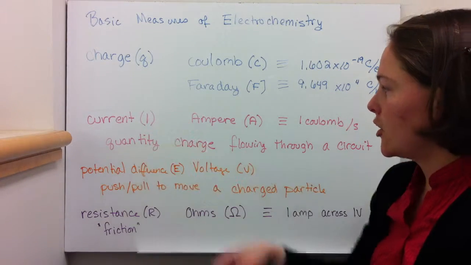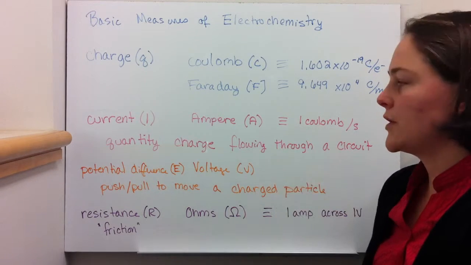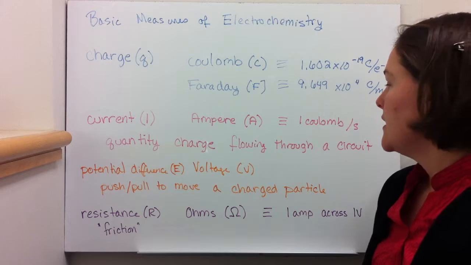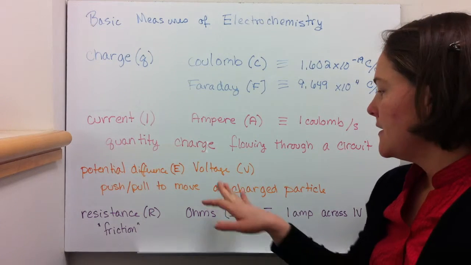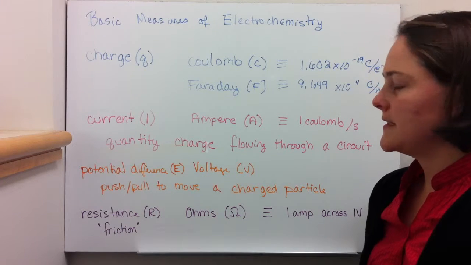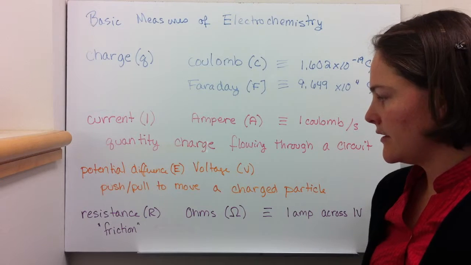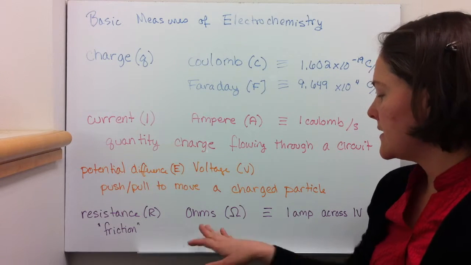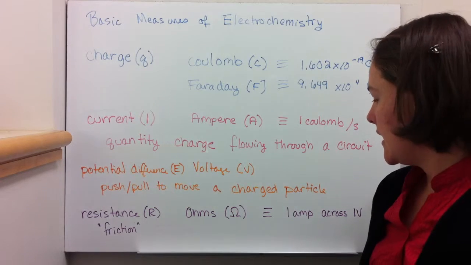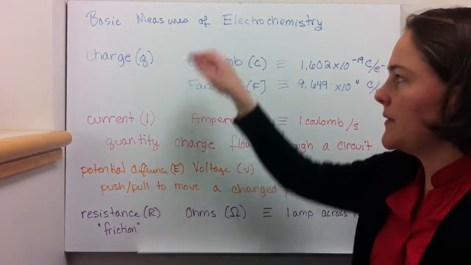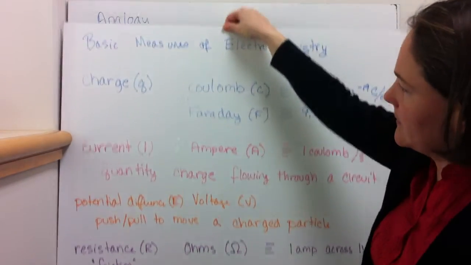You can also talk about current, which is measured in amperes, which is 1 coulomb per second, and that's a quantity of charge that's flowing through a circuit. You can also talk about a potential difference, which is measured in volts, and that's basically the push or pull to move a charged particle. You can also talk about resistance. That's measured in ohms, and that's 1 volt per amp, and that's sort of a measure of friction, or how much resistance you're encountering.